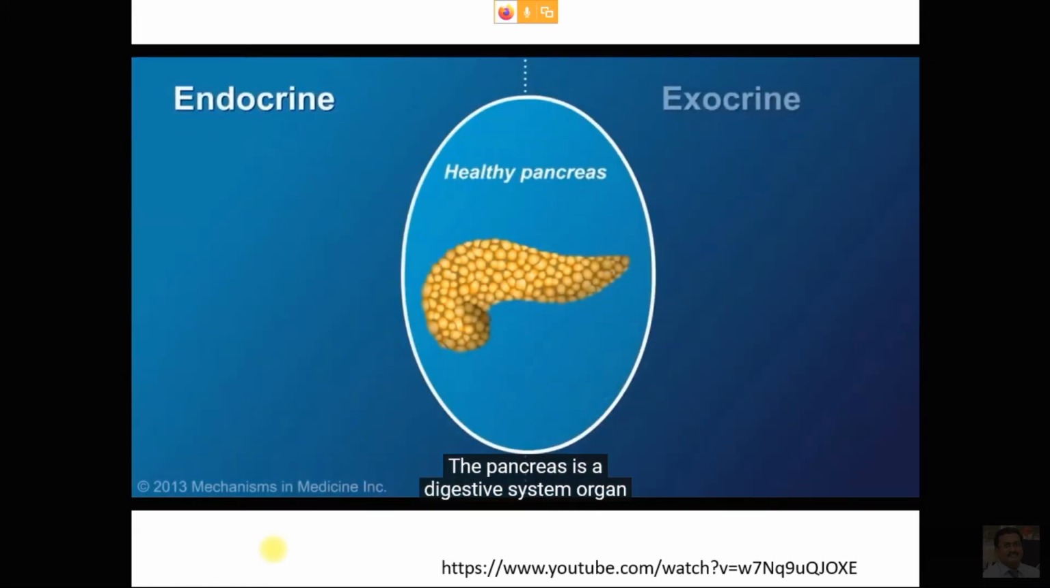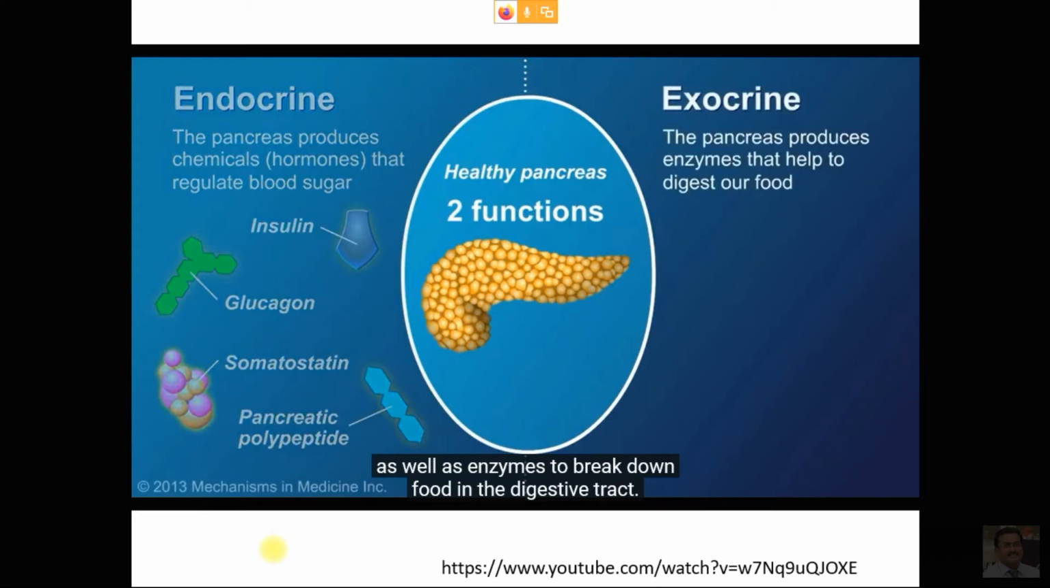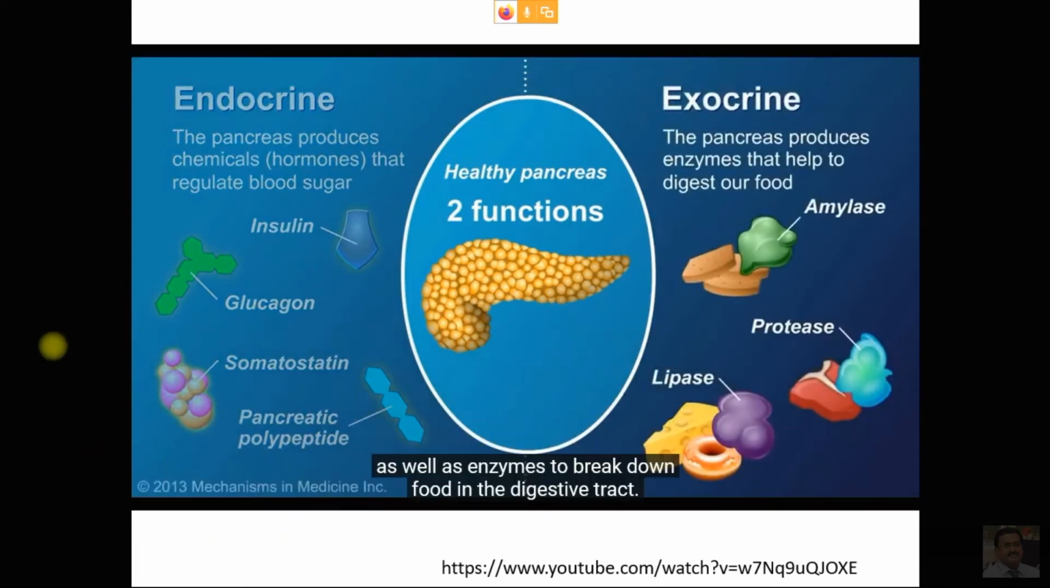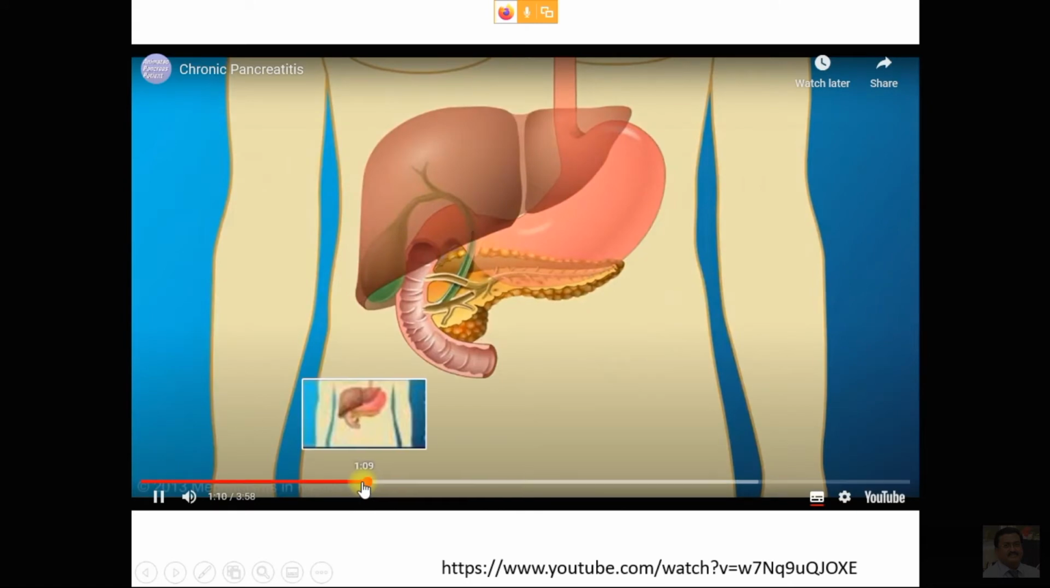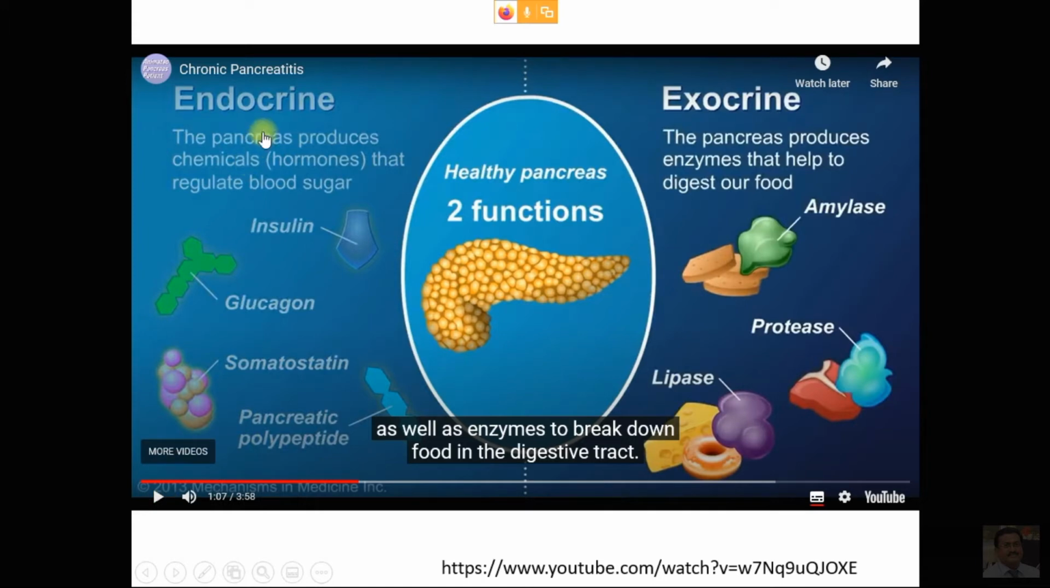The pancreas is a digestive system organ that has two important functions. It produces hormones that regulate blood sugar, as well as enzymes to break down food in the digestive tract. So just now we had a discussion. The endocrine function is insulin, glucagon, somatostatin, and the pancreatic polypeptides, and these are all the conditions related to endocrine function, producing hormones that regulate the blood sugar. Exocrine function is amylase, protease, and lipase. So all these digestive enzymes are secreted.